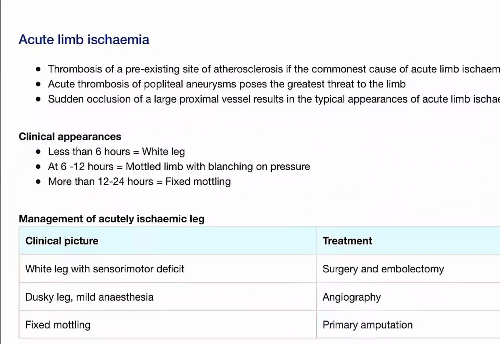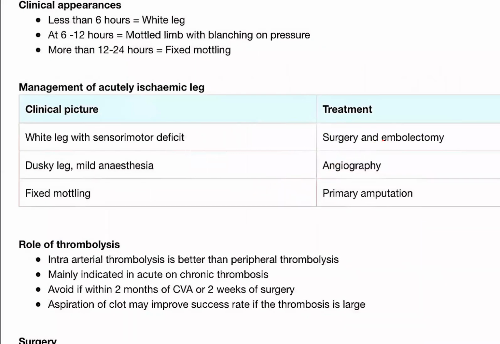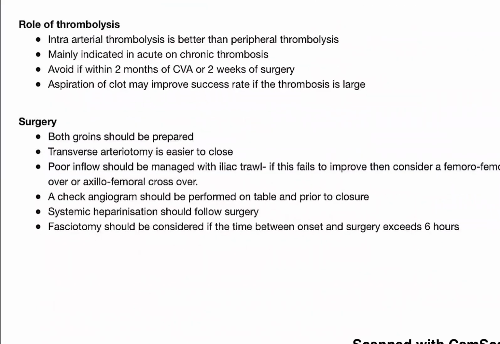Here he makes categories: less than 6 hours, more than 6 hours, or fixed mottling. And I think he also said something about fasciotomy for reperfusion injury. Fasciotomy should be considered when the time between onset and surgery exceeds 6 hours. So thank you for this information yesterday; it was confusing or missed by me.